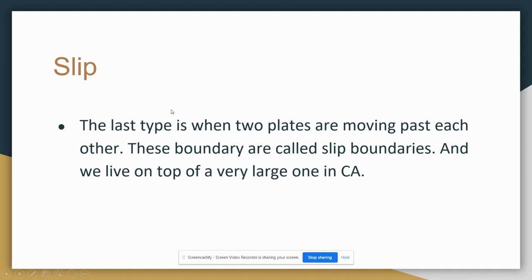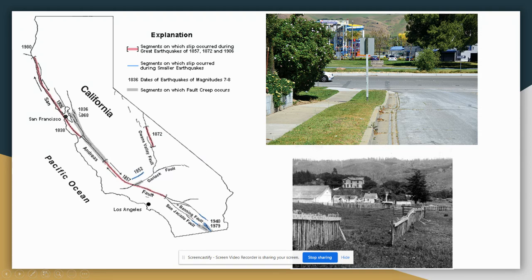But we live on top of a really good example of a very large slip boundary in California. So the San Andreas Fault is this giant slip fault here. There's different areas of slip and subduction, or the converging boundaries, in different parts of California. But for the most part, California is one giant plate moving past another giant plate.